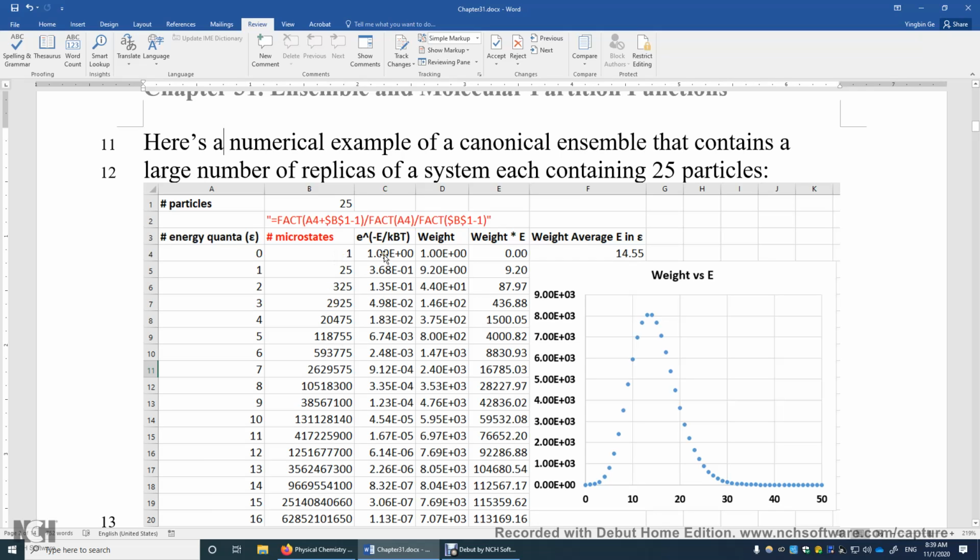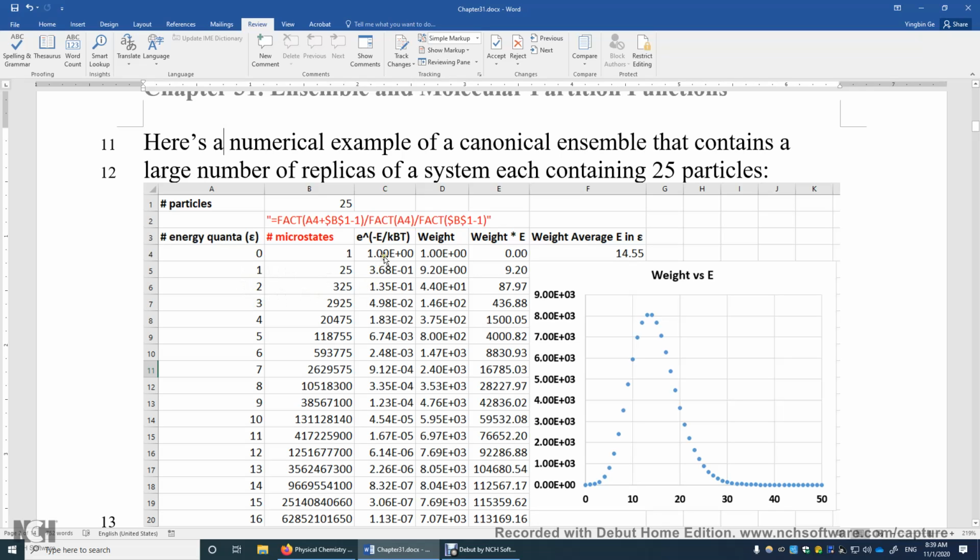And now this is a canonical ensemble, so every replica has the same temperature as the heat bath. So all replicas have the same temperature. So we can also use the Boltzmann distribution to calculate the relative weight of the replicas. So by using this Boltzmann distribution, you can tell it's more likely to have replicas with 0 energy, less likely to have 1 epsilon, even less likely to have 2 epsilon.